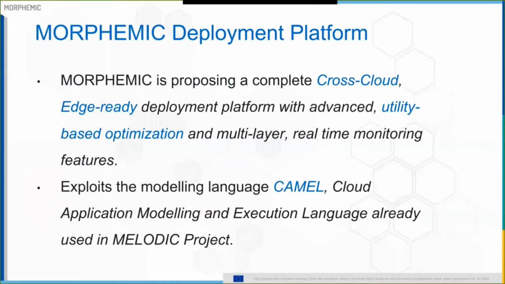We want to implement those two core concepts inside the Morphemic deployment platform by providing a complete cross-cloud, edge-ready deployment platform with advanced features such as a utility-based function, multi-layer, and runtime monitoring features. To this end, we wanted to exploit the CAMEL modeling language, CAMEL, which stands for Cloud Application Modeling and Execution Language, and which has already been used and industrialized inside the MELODIC project.